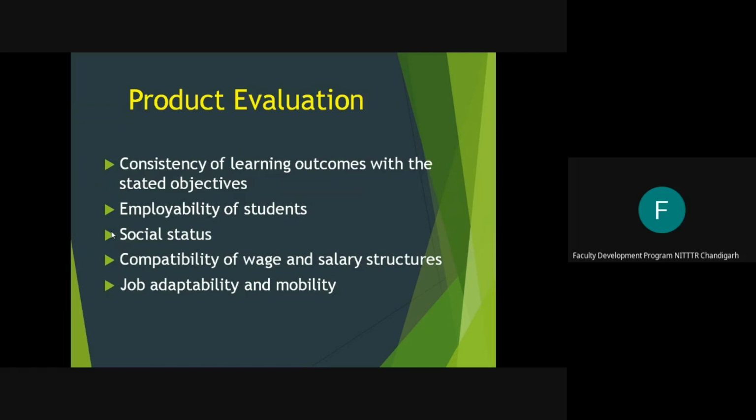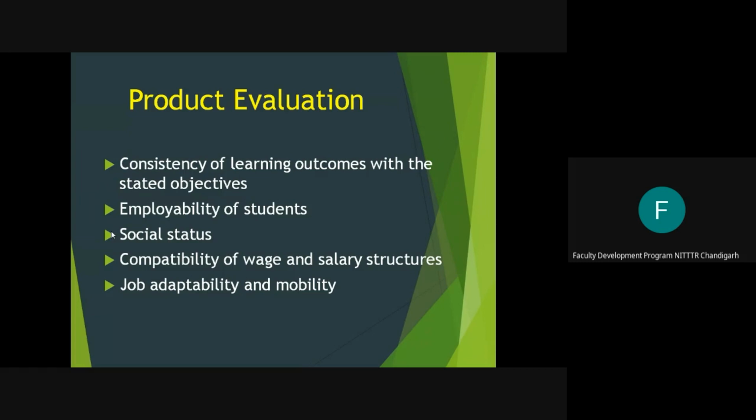Again, my friend, I am evaluating the curriculum, but I am evaluating one very important aspect, that is the product. The students who are coming out of the system, are they getting employment? What is their social status? What is their salary? What are the wages our pass out students are getting, and whether they are able to adapt to the job or not? What type of mobility they are having when they get employed in the industry. What is their position after 5 years? What is their position after 10 years?